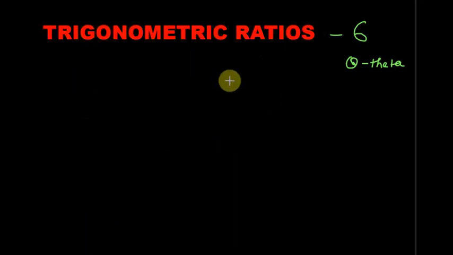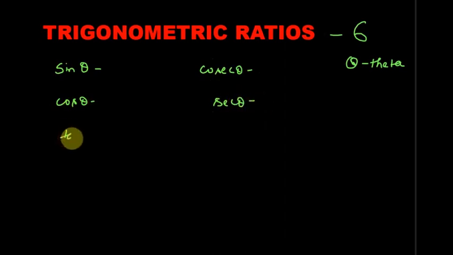So what are those 6 trigonometric ratios? They are sine theta. The opposite of sine theta is cosec theta. I'll be writing the opposite in a straight line, so it will be easy for you to memorize the formula. Sine theta opposite is cosec theta. Cos theta opposite is sec theta. Tan theta opposite is cot theta. So we have 6 trigonometric ratios: sine theta, cosec theta, cos theta, sec theta, tan theta, cot theta.